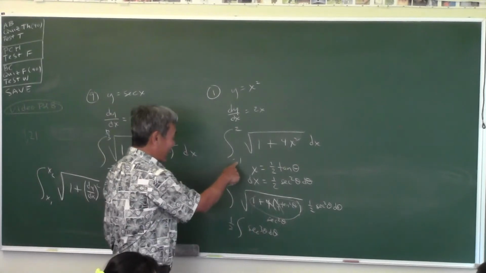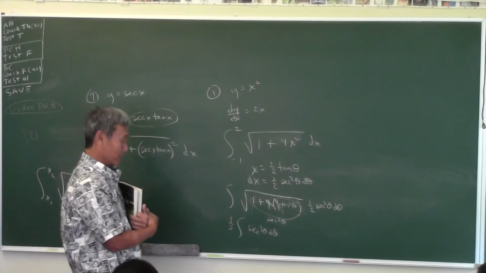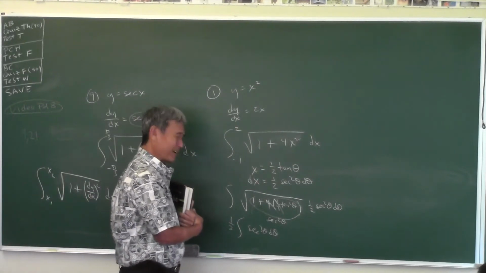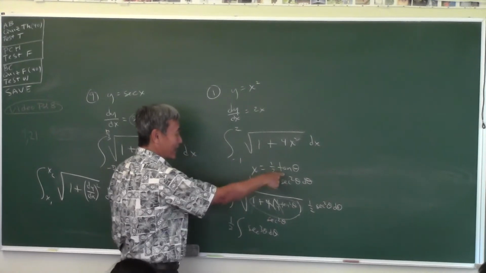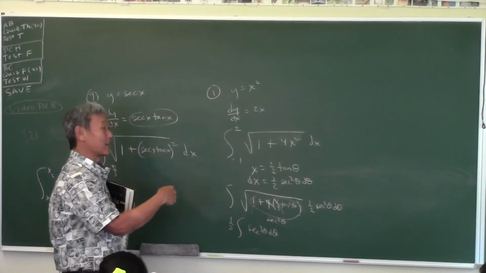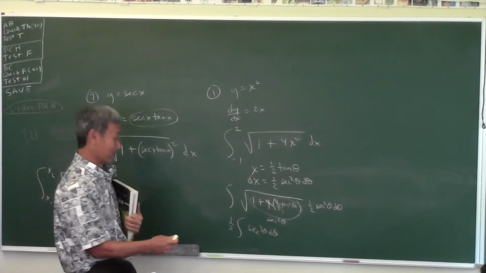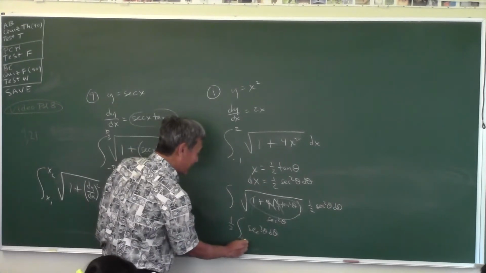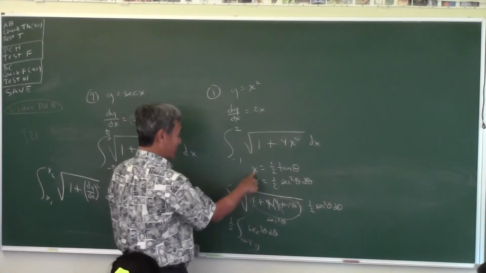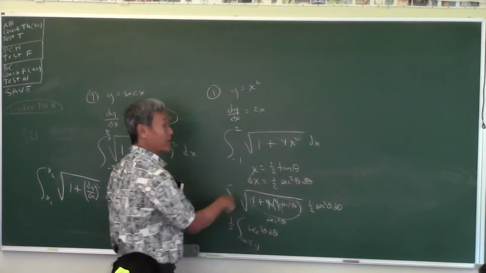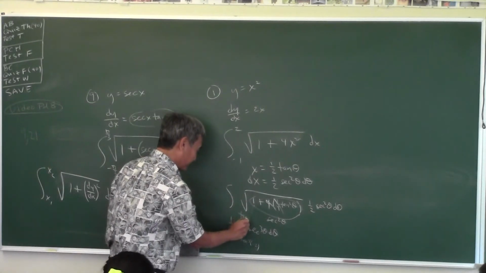If I plug in -1 for x here, you get tan theta is -2. So what does that make theta? Theta is tan inverse of -2. And then what happens when I plug 2 here? You get tan theta equal 4, so theta is tan inverse 4.